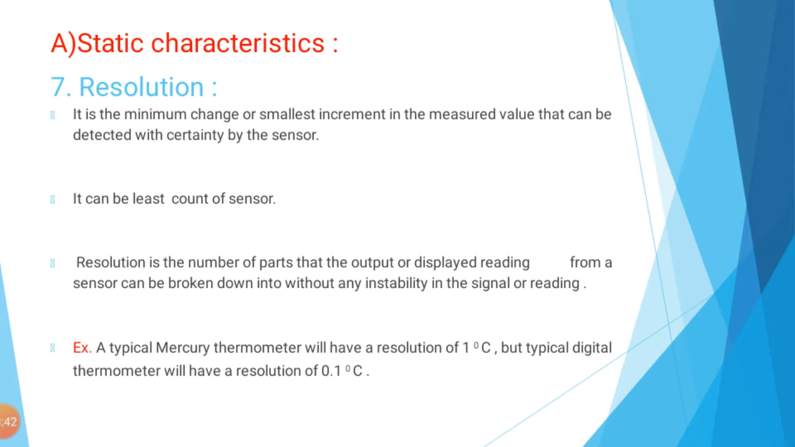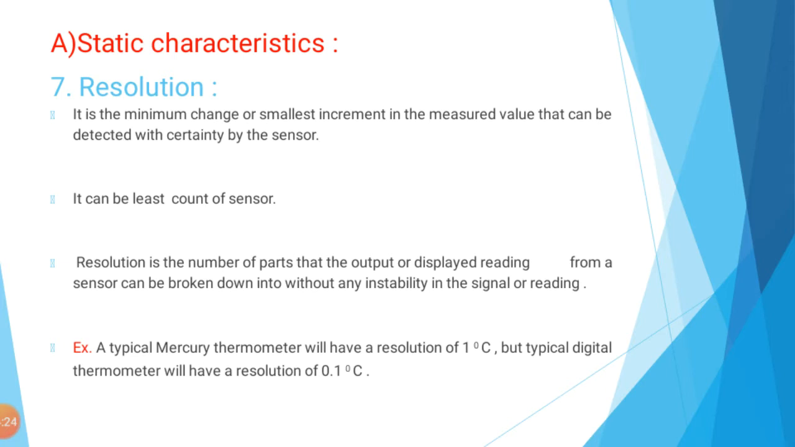Resolution is also the number of parts that the output or displayed reading from a sensor can be broken down into without any instability in the signal or reading. That means if we change the input by the smallest increment, this change reflects in the output. The sensor gives a stable output with no fluctuation, and this is the resolution.